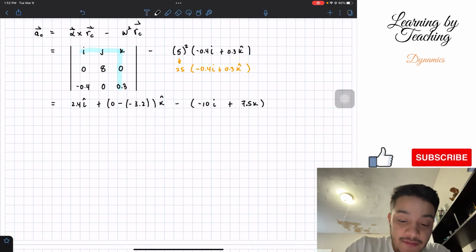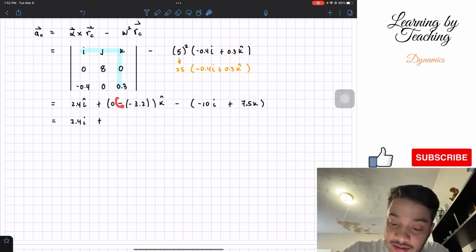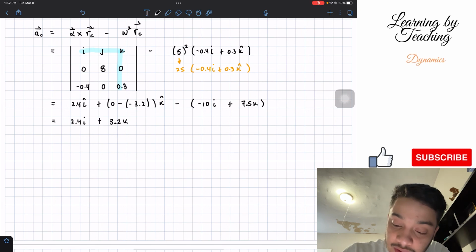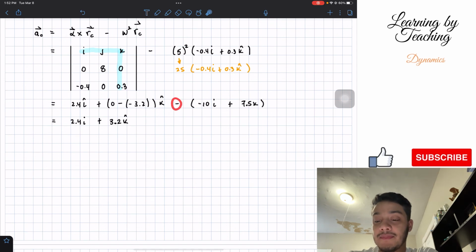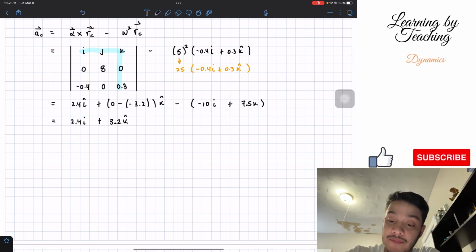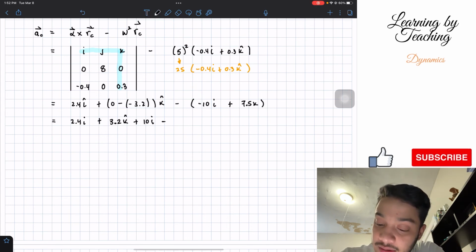Now what we can do is simplify this a little further. The 2.4 stays the same in the I direction, plus this negative and negative become a positive. We got plus 3.2 in the k direction. And then we're going to distribute this minus inside the parentheses. Therefore, the negative 10 becomes positive 10, positive 10 in the I direction. And then negative, the positive 7.5 becomes negative 7.5 in the k direction.